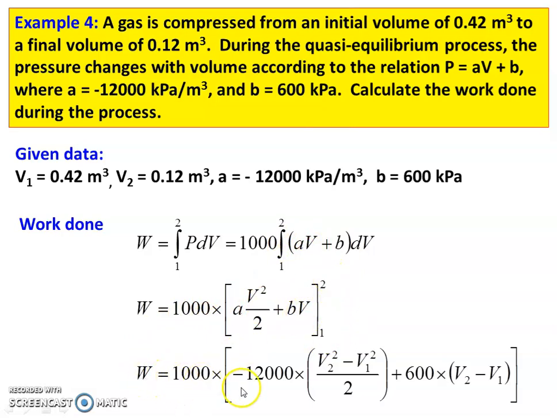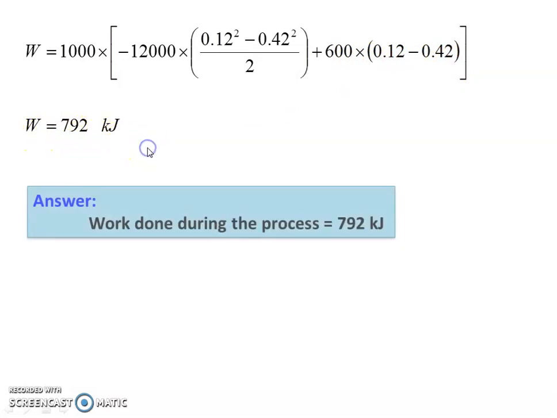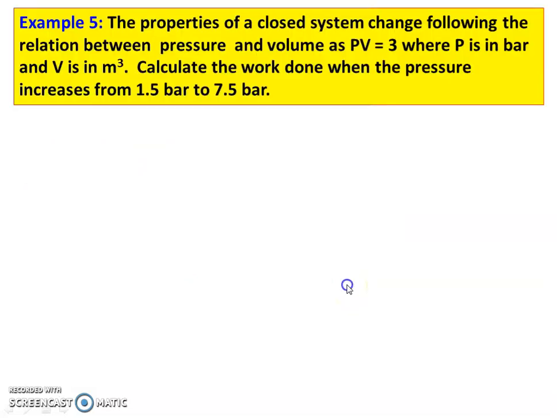So W equal to 1000 into A equal to minus 12000 into (V2 square minus V1 square) by 2 plus 600 into (V2 minus V1). So substitute the limits: W equal to 1000 into minus 12000 into (0.12 square minus 0.42 square) divided by 2 plus 600 into (0.12 minus 0.42). Calculating, W equal to 792 kilojoules. So work done during the process is 792 kilojoules.